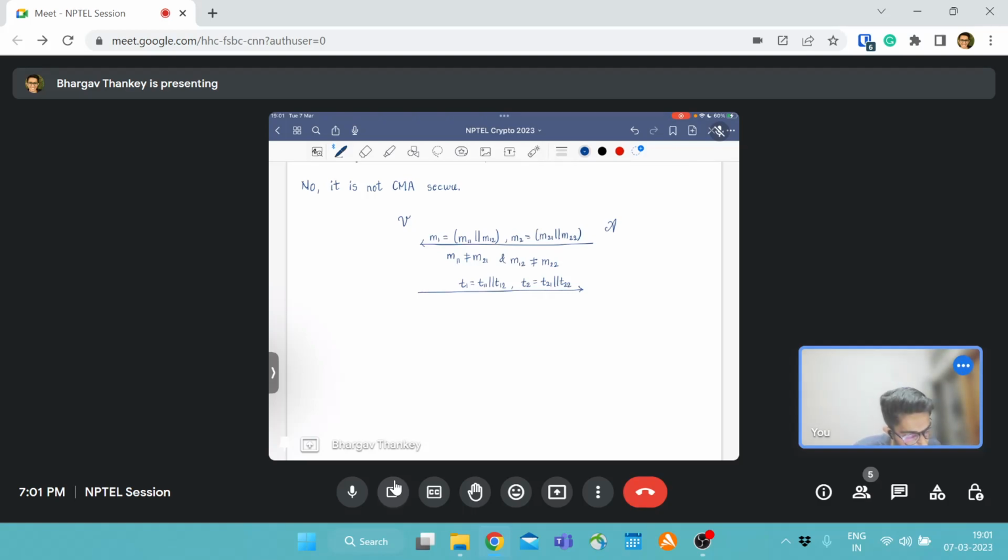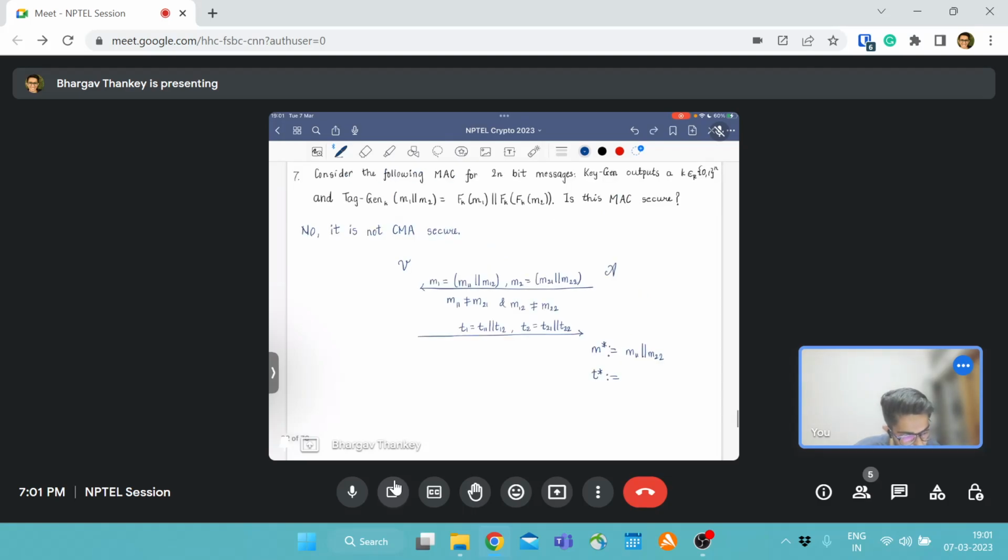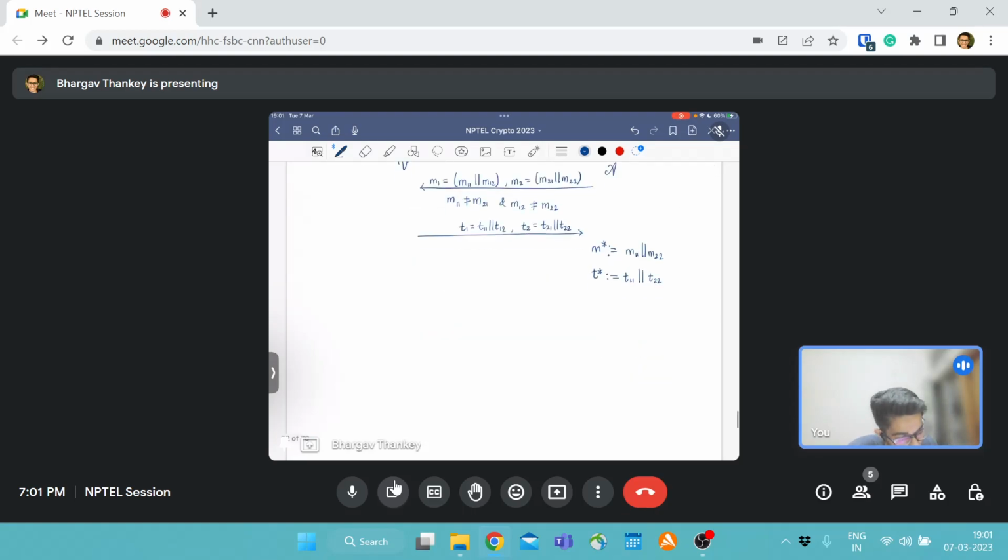Now, what the adversary will do is generate this message, and the tag is going to be T11 concatenated with T22. Yes, so the adversary is exactly the same as the one in the previous question. I could just copy paste it instead of writing. So this is the message-tag pair it's going to send to the verifier.